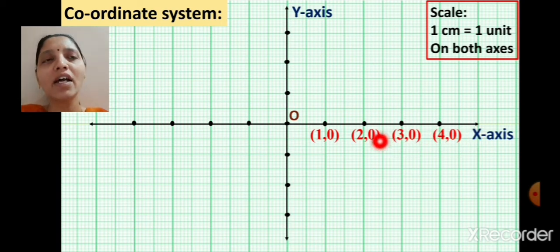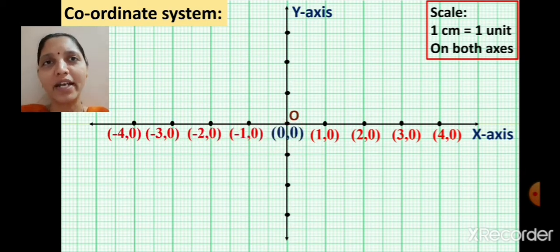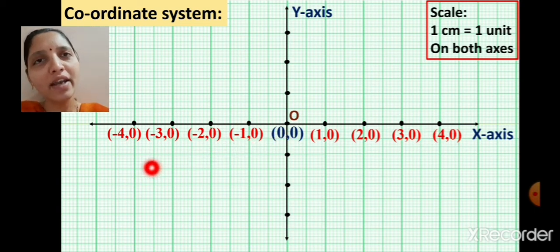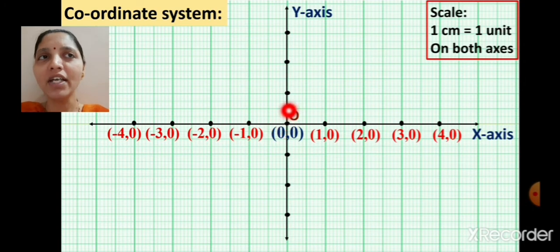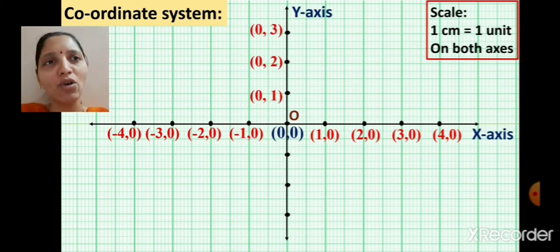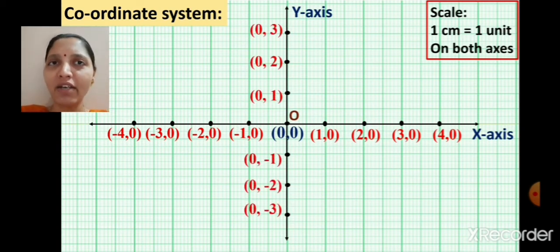We know that on the number line, at the center of the number line we have the origin O, that is 0, and on the right side of 0 we have all the positive numbers and on the left side of 0 we have all negative numbers. Similarly on the y-axis above 0 we have all positive numbers and below 0 we have all negative numbers. Okay, so this is about the x-axis and y-axis.